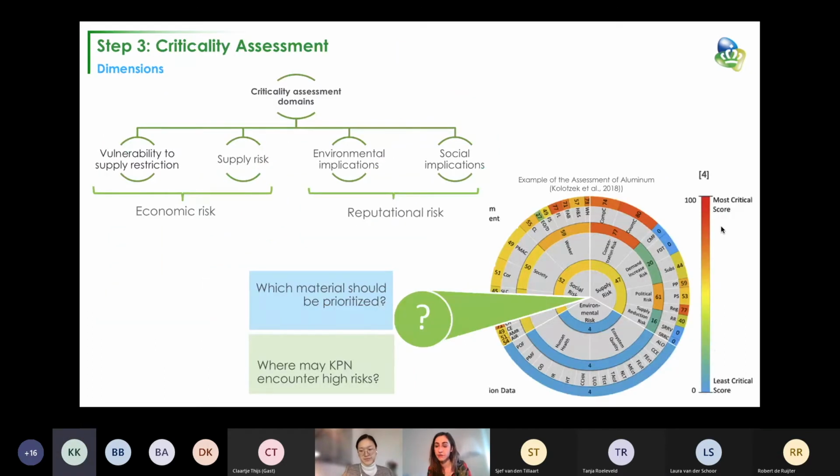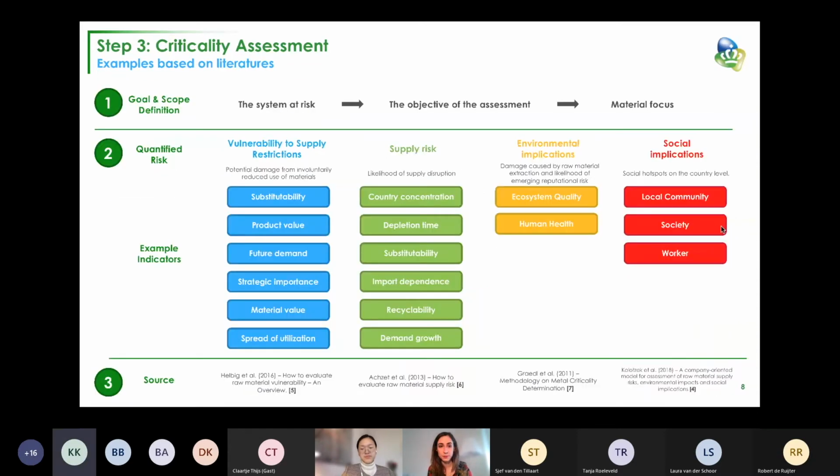Then the third step, like the heart of everything, was the criticality assessment. We based that on different literatures. There are 4 domains of criticality assessment. Firstly, the economic risk, which is basically vulnerability to supply restrictions and supply risks. Then on the other side, reputational risks, like environmental implications and social implications. And all this was used to kind of answer the questions for KPN, which materials should be prioritized for us, and also where may KPN encounter high risks in their operations.